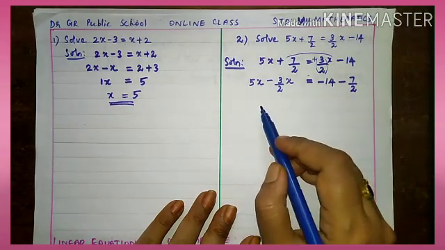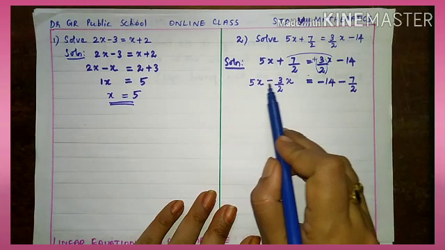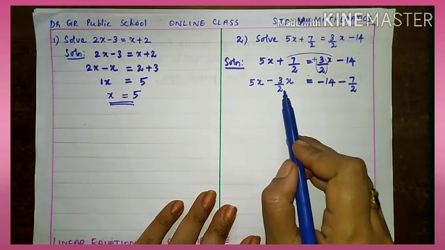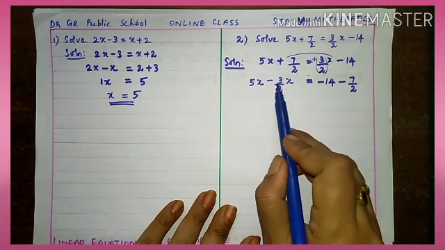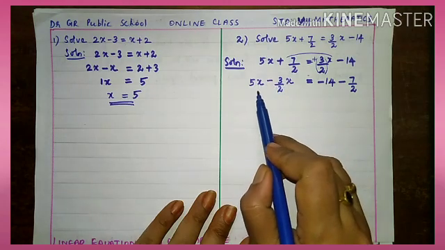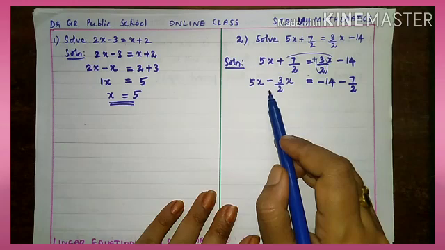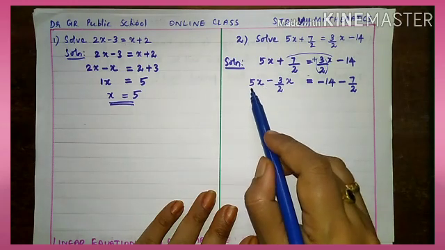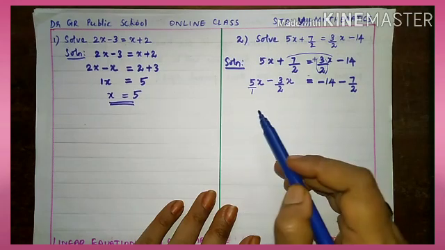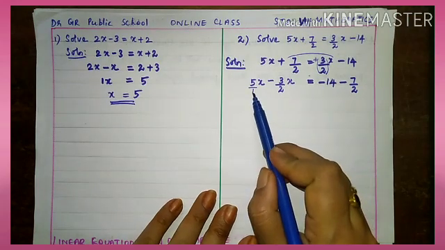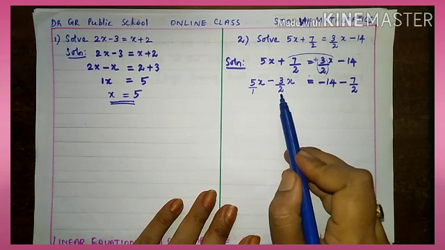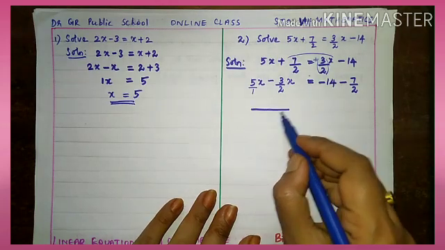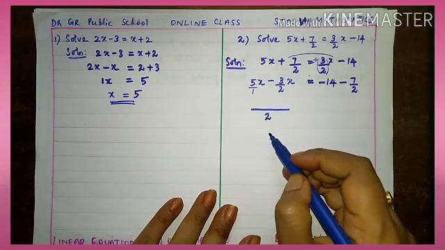So the next step is, you see 5x here, minus 3x, but the only denominator here is 2. Because we want to subtract this, we need to find the LCM. And you know 5x has no denominator, so it means here it is 1. So can you say the LCM for 1 and 2? Yes, it is 2. So next step, you just put the LCM as the common denominator.